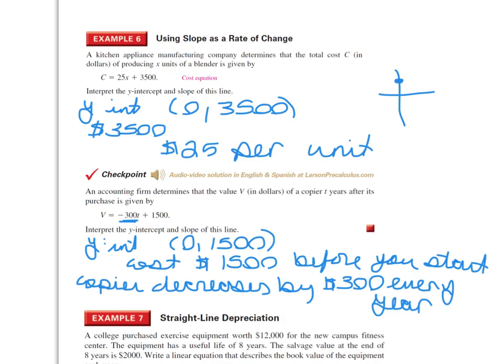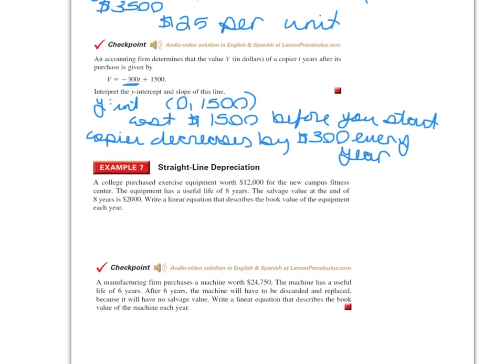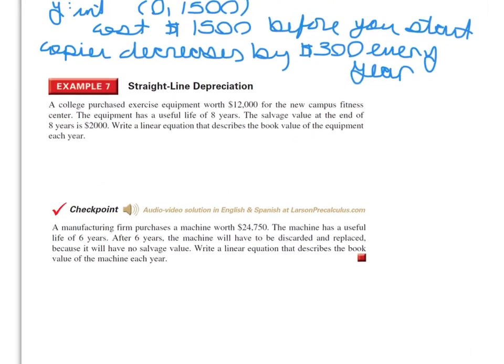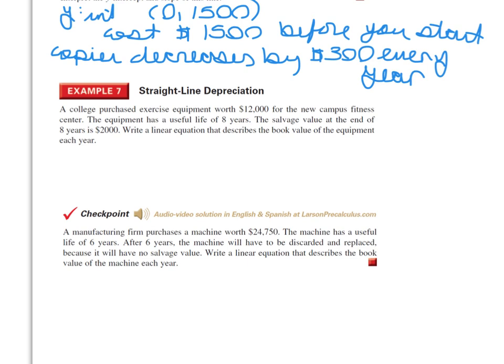All right, let's go to example number 7. And this is straight line depreciation. So a college purchased exercise equipment worth $12,000 for the new campus fitness center. The equipment has a useful life of 8 years. The salvage value at the end of 8 years is $2,000. Write a linear equation that describes the book value of the equipment each year.